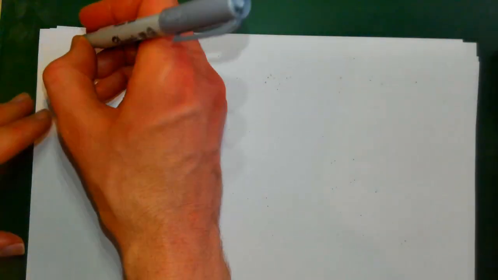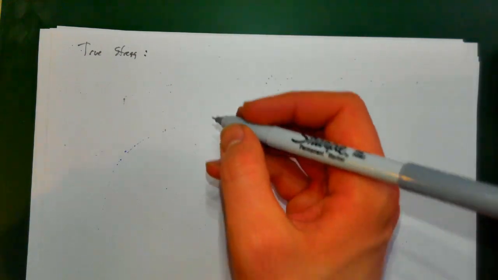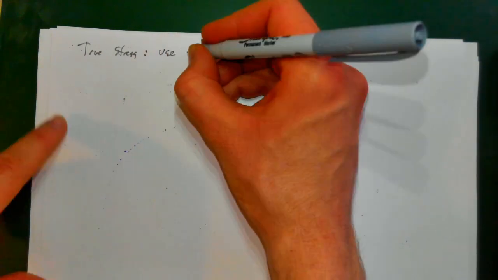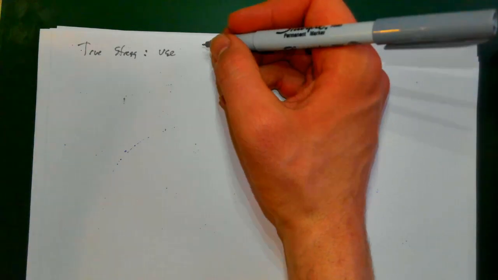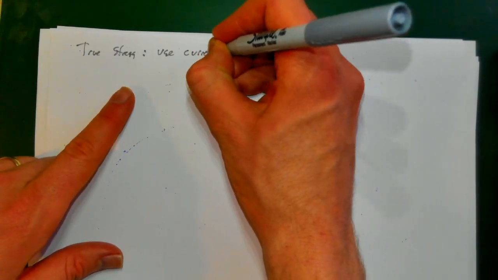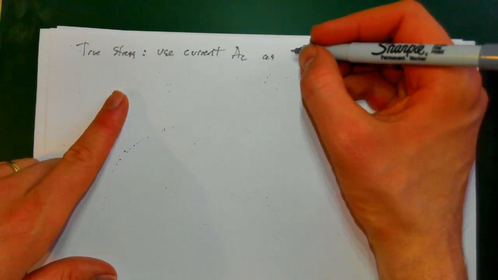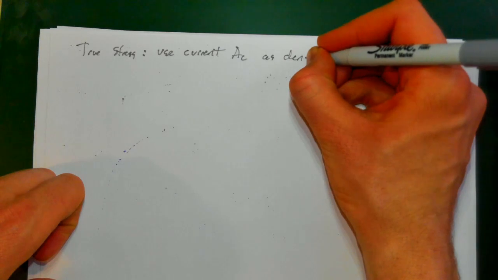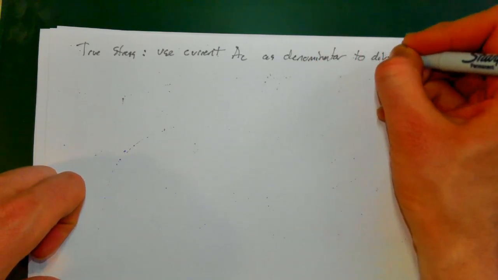When I talk about true stress, it basically says to use whatever its current cross-sectional area is as the area that the force is divided over. So use the current cross-sectional area as the denominator to divide stress.